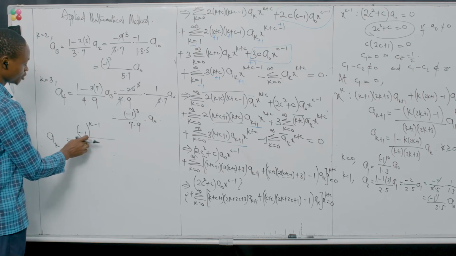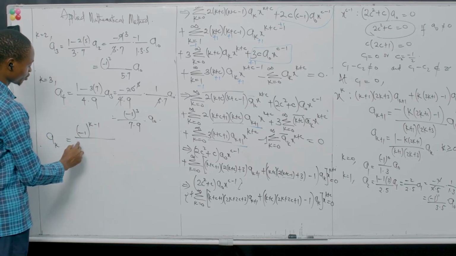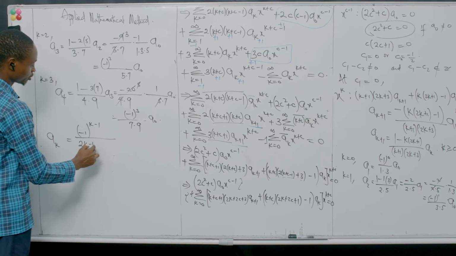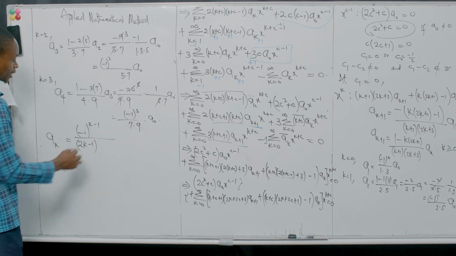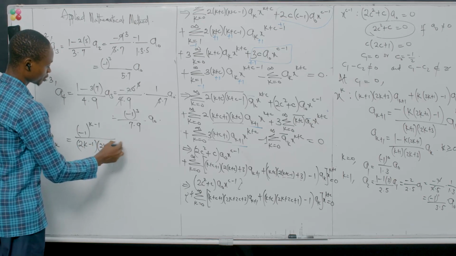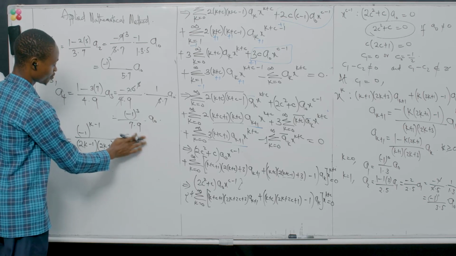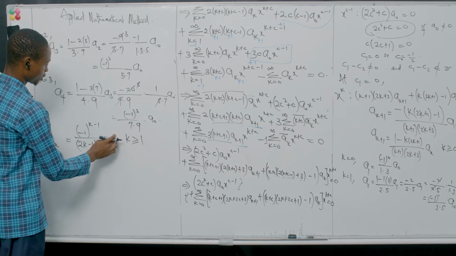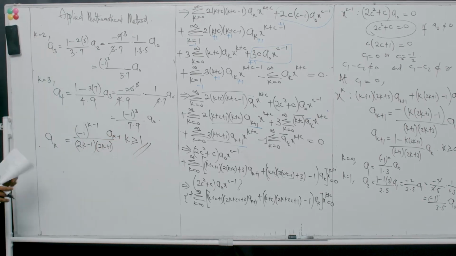So this will simply be, when you have 4, you have 2 raised to power 4, you have 2k minus 1. And then here you have 2k plus 1, k starting from 1. And then this will be a_k minus 1. Okay, so this should be valid.